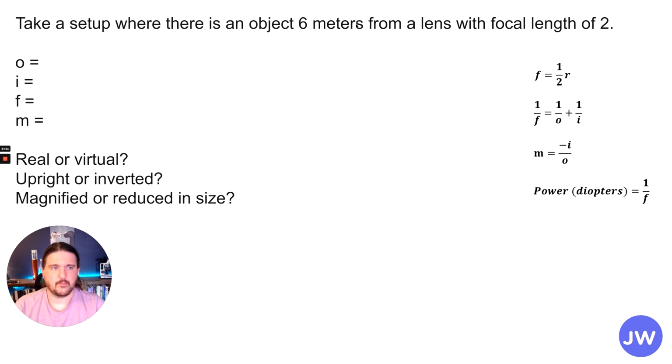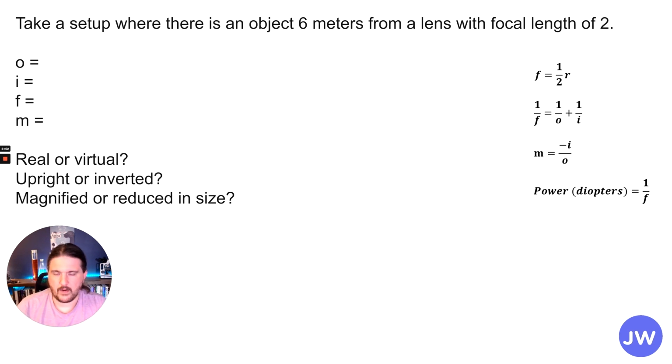So let's take a setup where there is an object 6 meters from a lens with a focal length of 2. The MCAT isn't going to do this, but I am, because I want to make sure that we're all super prepared. What I'm going to ask you guys is, what's the object distance? What's the image distance? What's the focal length? What's the magnification? Is this real or virtual? Is it upright or inverted? Is it magnified in size or is it reduced in size? To be honest, like I said, the MCAT is never going to ask you all of those things. They're going to ask you one or maybe two of those things in any given question. But if you can answer all of those things with this question, then you can answer any question that the MCAT can throw at you.